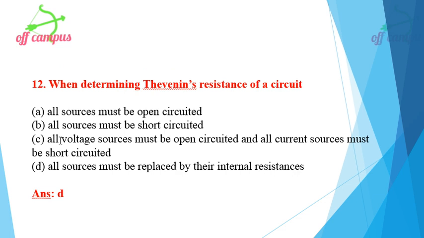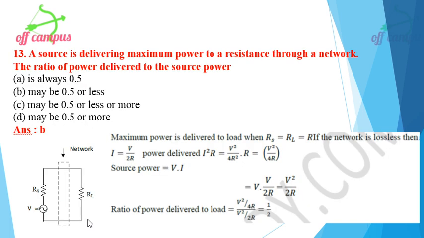Okay. Then 12. When determining Thevenin's resistance of a circuit, 4 different options are given. All sources must be open circuited, all sources must be short circuited, all voltage sources must be open circuited and current sources short circuited, and option D, all sources must be replaced by their internal resistances. So, when determining Thevenin's resistance of a circuit, all sources must be replaced by their internal resistances. Option D is the right option. Then move on to the next problem.